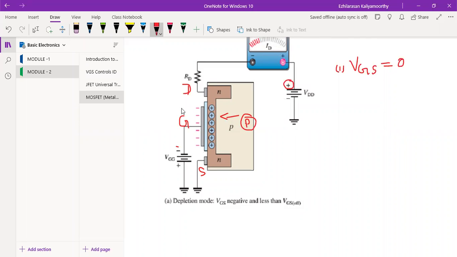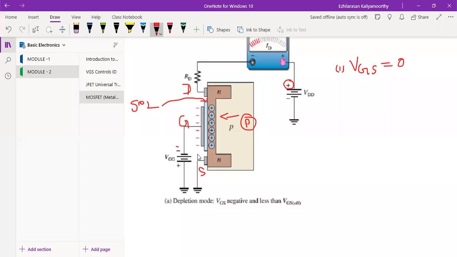See, which is the SiO2 layer? This will be your SiO2 layer. It acts as an insulator actually. So the electrons will be attracted. But the majority carriers, the holes, will get repelled. Okay, they will get repelled.